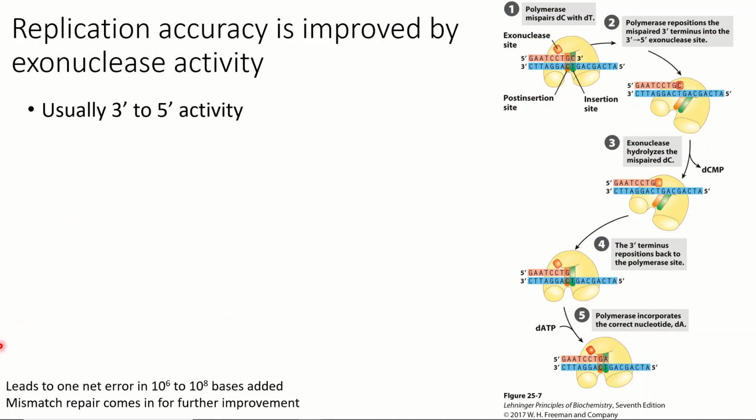And this exonuclease activity leads to one net error in 10 to the 6th to 10 to the 8th bases added. So it's one error per million or one error per 100 million. And then the replication accuracy can be further improved by mismatch repair that comes after replication occurs.